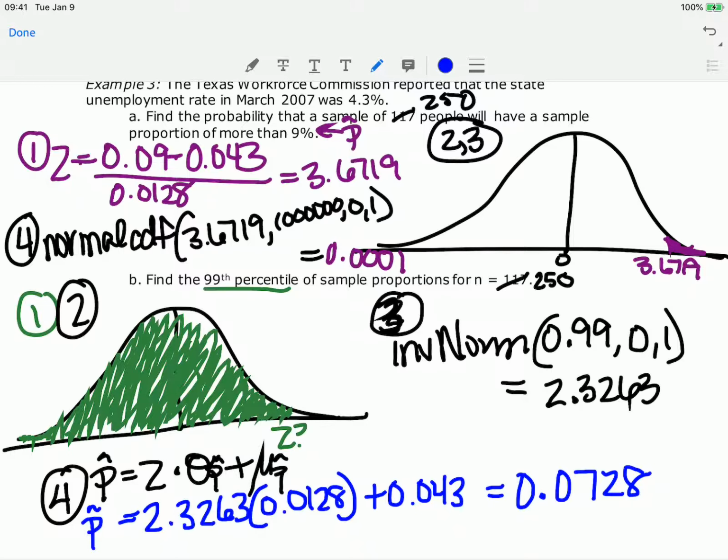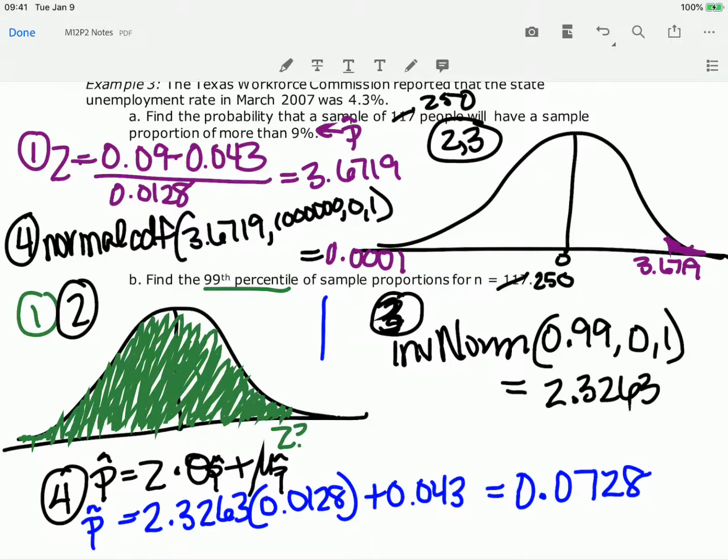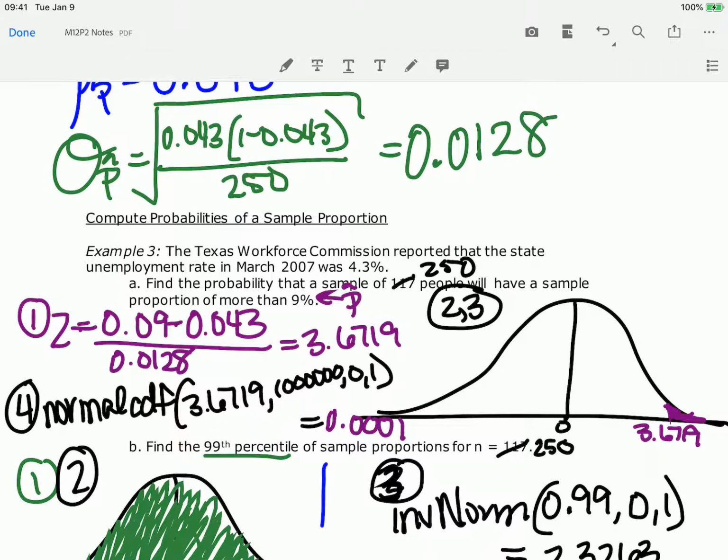So I'll say that one more time because I don't have room to write it on here. 99% of our samples will have an unemployment rate of 7.28% or less. That is what we found. So that's it for this section.